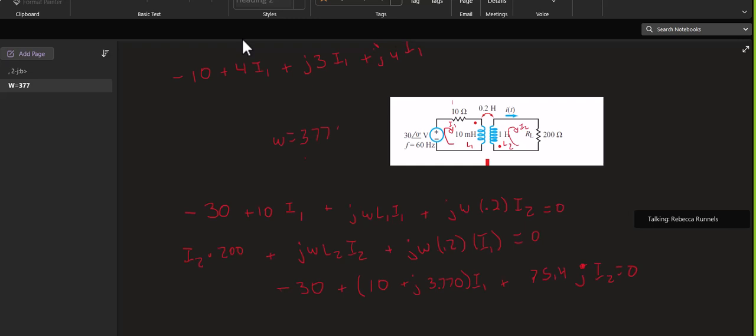And then the bottom equation is 75.4 J I1 plus 200 plus J 377 I2 equals 0.